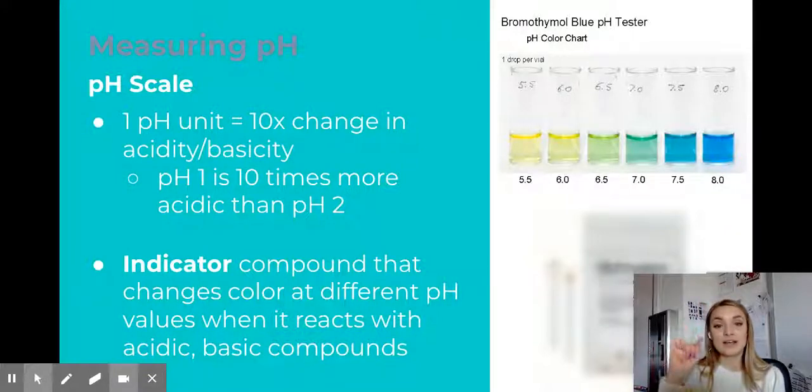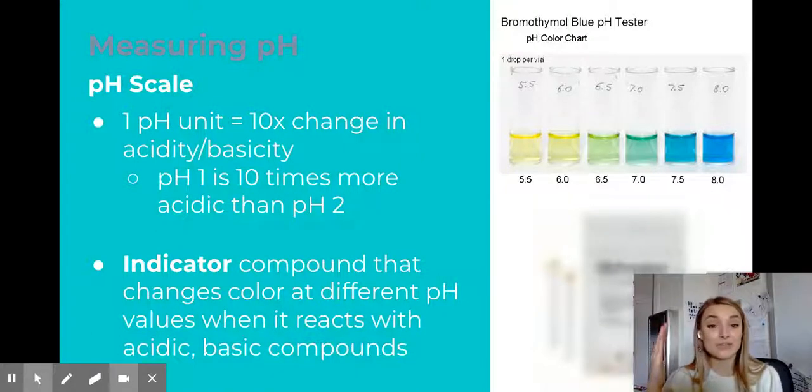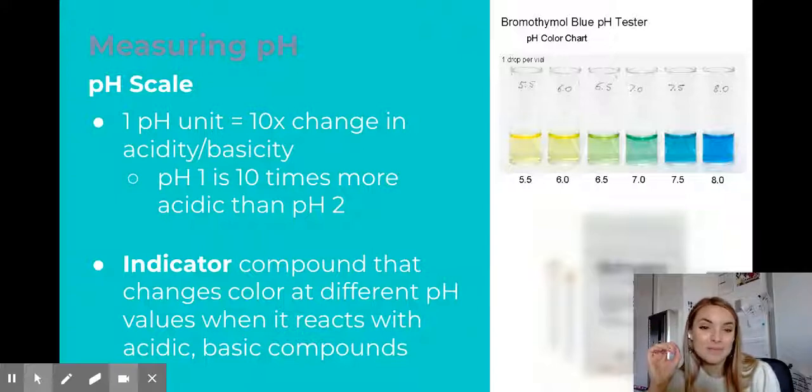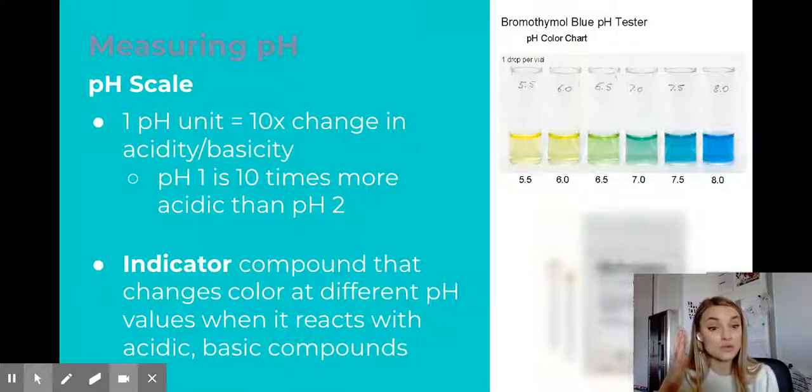As you can probably guess from the name, it's actually a blue liquid. And when we put it in different solutions that have different acidities, it turns different colors. You can see at a pH of 5.5, it's almost a yellow color. At 6.0, it's still pretty yellow, but it's getting a tiny bit green. At 6.5, it gets pretty green. At a pH of 7, so neutral, it's a greeny, almost a little bit blue, but pretty green. Then 7.5, pretty blue, and at 8, very blue.